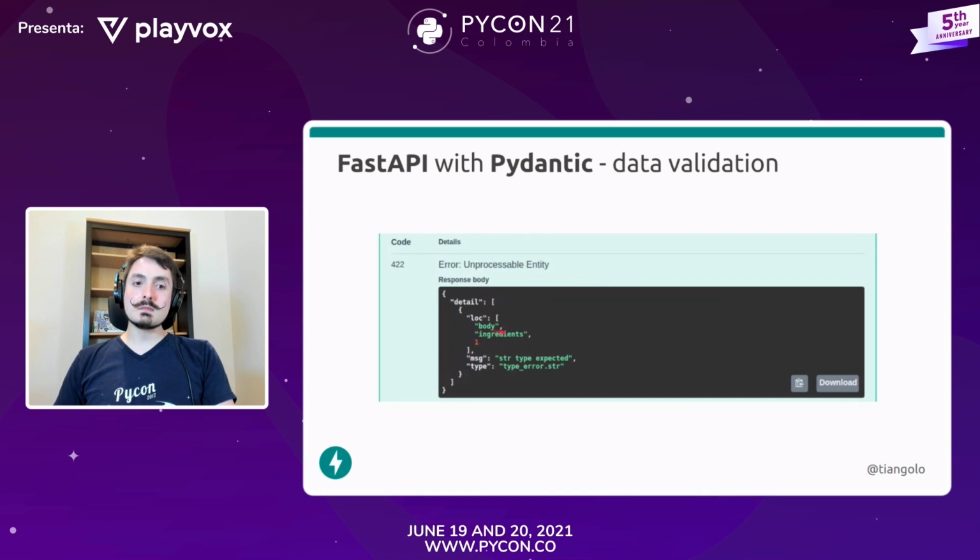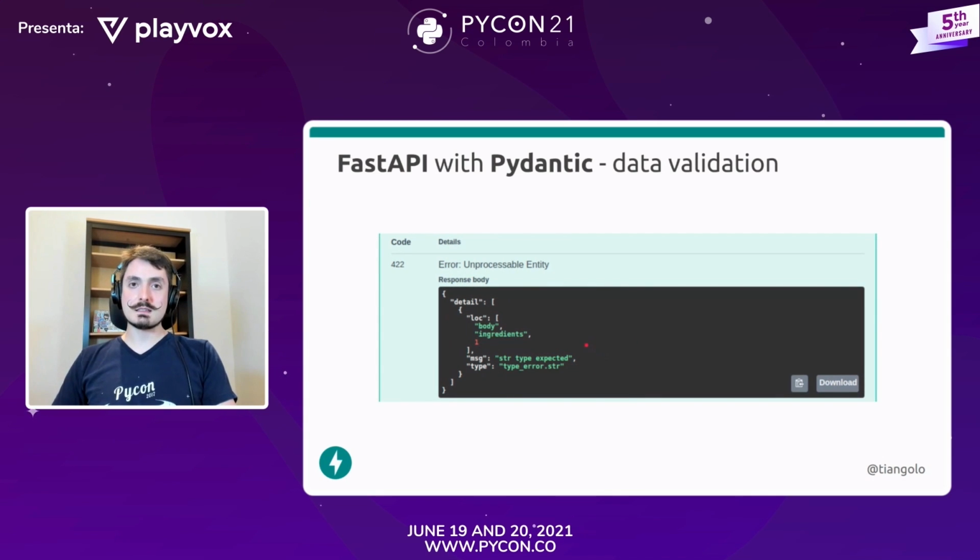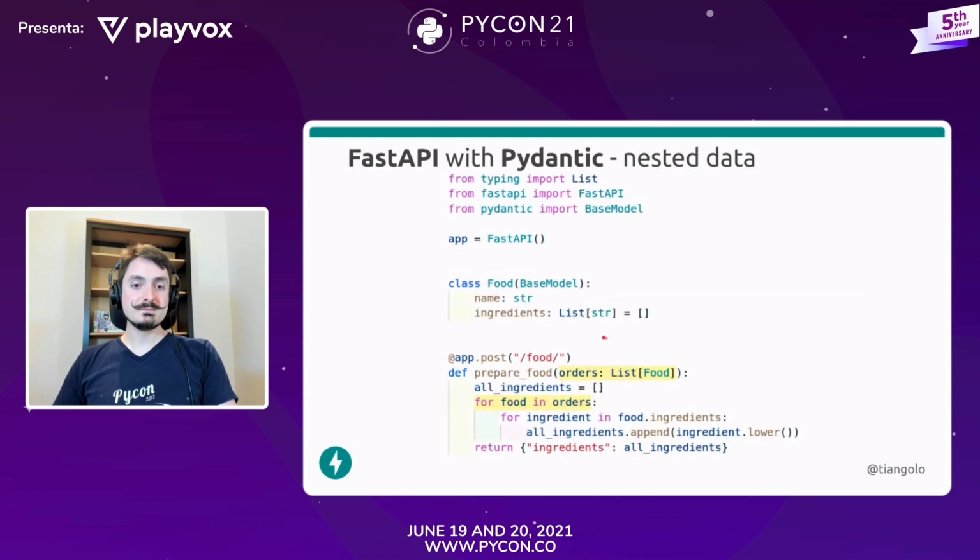So we know that it's in the body, inside of the body is in the ingredients, and inside of the ingredients, the item with index 1, which will mean the second item because the first one is the index 0. And it's telling us that a string type was expected and we didn't send the string. So it's detecting the error, validating the data and sending us the exact error back.